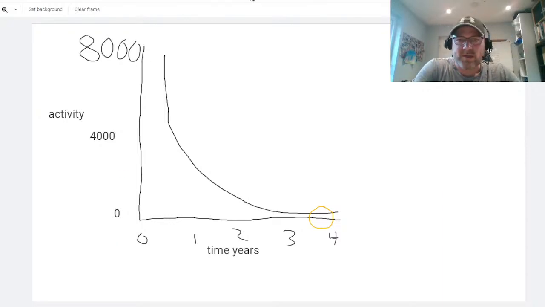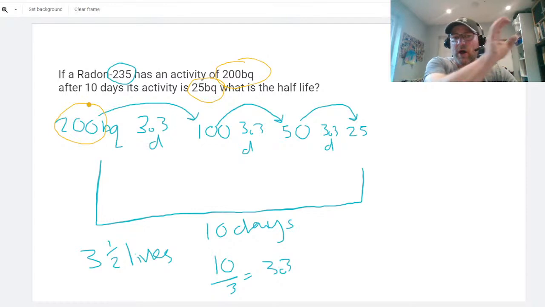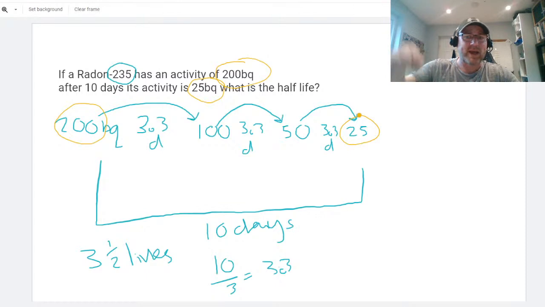Sophie asked, how did you know for this one how many times to half? It told us it was 200 at the start, the activity, okay, Sophie, and then it said after 10 days the activity is 25. So we can just keep halving from the first activity, which is 200, until we get to 25. We just started at 200. We said, okay, it's going to end up at 25. I'm just going to keep pressing half on my calculator until I get to 25, and then add up how many times did I divide, and that's the number of half-lives. Then you can work out how many days each one is.